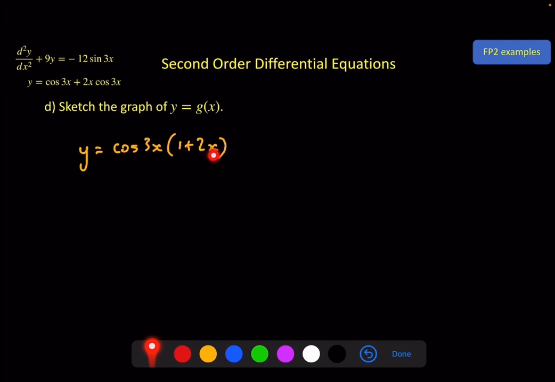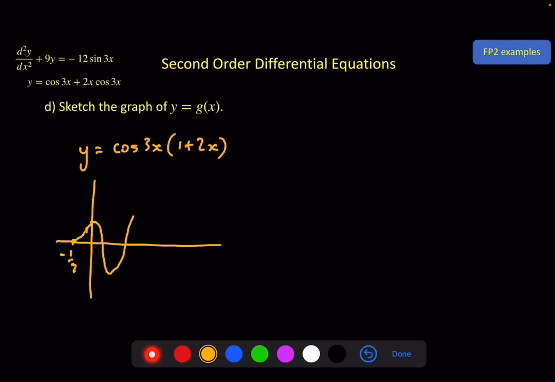But then as x increases, this bracket is acting as a multiplier, and your amplitude gets higher and higher as x gets bigger and bigger. So as you go along, you start off like this, but then it gets bigger and bigger and bigger. So if I were to sketch this, I would have those two key points at -1/2. This must be 0, and when x is 0, this is cosine 3x, which is a 1.